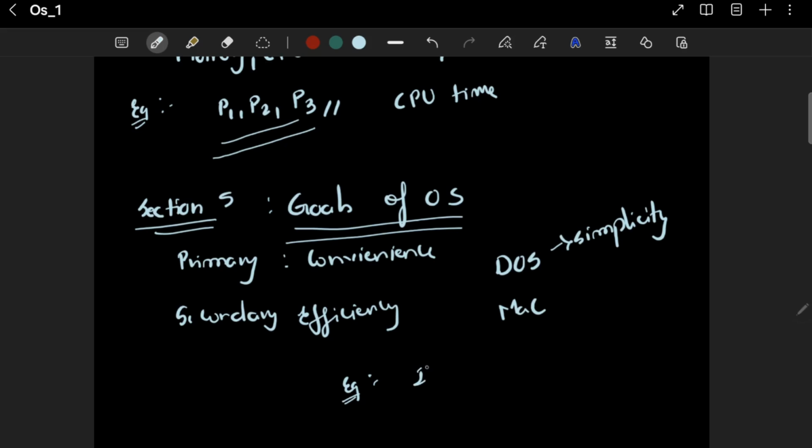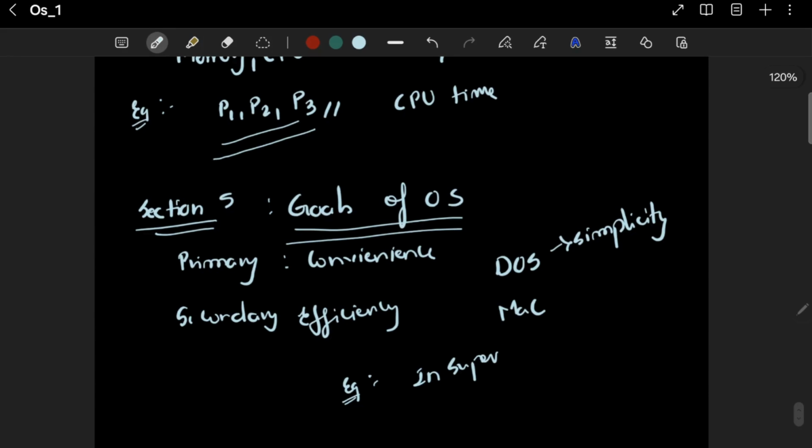For example, in supercomputers, convenience is not very important because experts use them, and the importance is more on efficiency. But when it comes to general purpose usage, of course, convenience is very important. So, the goal of an operating system: primary is convenience, secondary is efficiency.